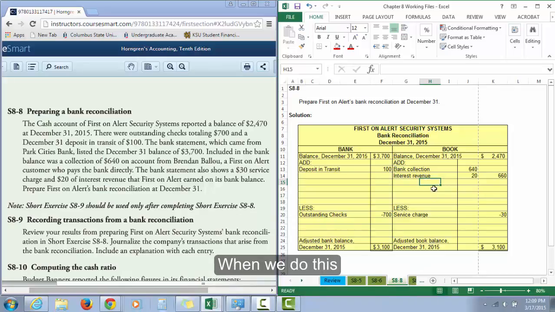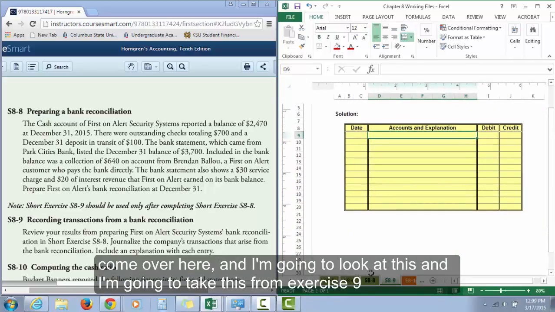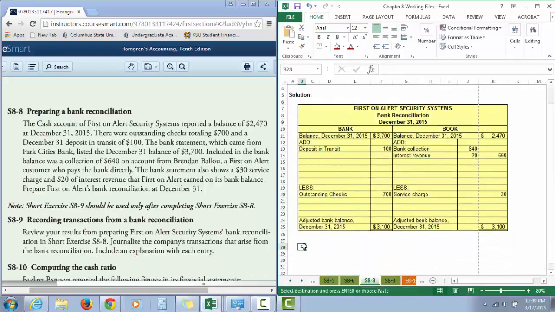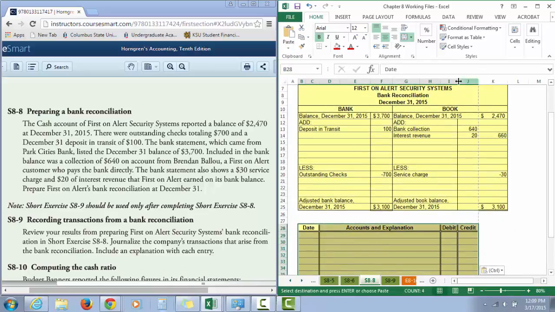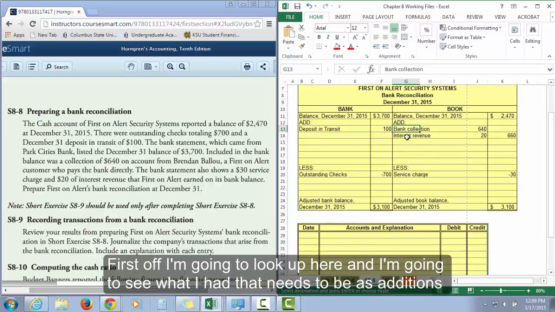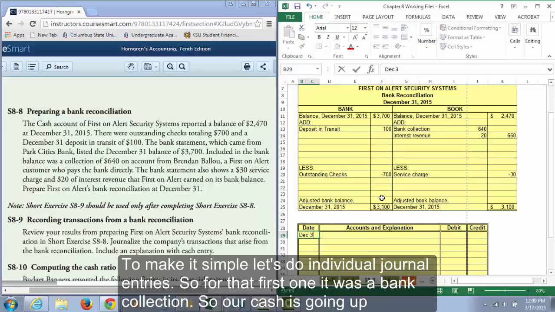So when we do this, I'm going to just come over here, and I'm going to look at this. I'm going to take this from exercise 9 and bring it over here so we can have it listed. All right, so first off, I'm going to look up here, and I'm going to see what I have that needs to be as additions, okay? You can do it in one large journal entry, a compound entry. You can do multiple ones. So to make it simple, let's just do individual journal entries.